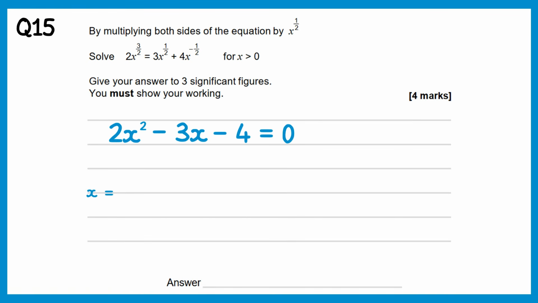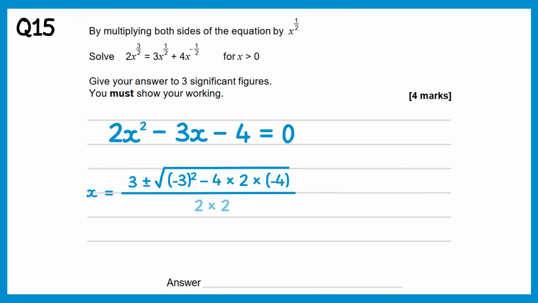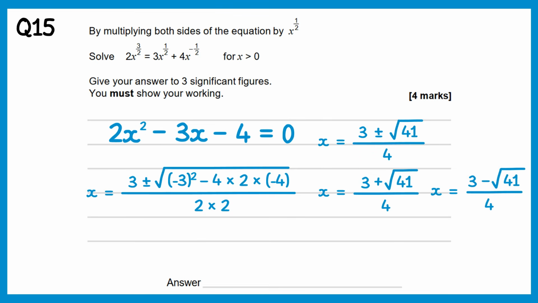So x equals negative b, but you can see b is negative 3, so that would become a positive 3, plus or minus the square root of b squared, so negative 3 squared, minus 4 times a, which is 2, times c, which is negative 4, all divided by 2 lots of a, so 2 lots of 2. If we simplify this a little bit, we end up with x equals 3 plus or minus the square root of 41, all divided by 4. And now we separate this into our two solutions, which are 3 plus square root 41 over 4, and 3 minus square root 41 over 4.